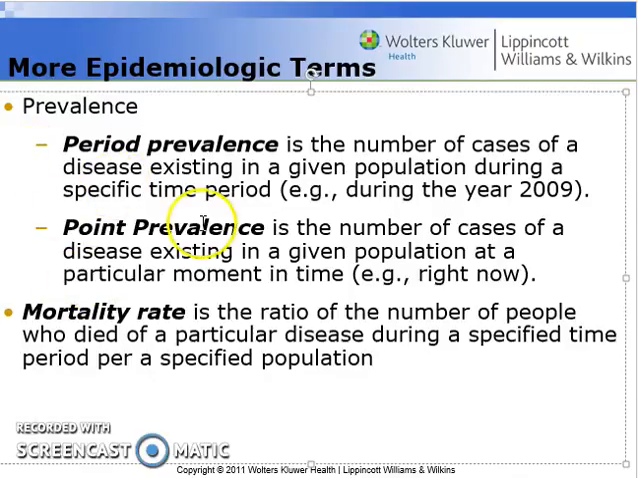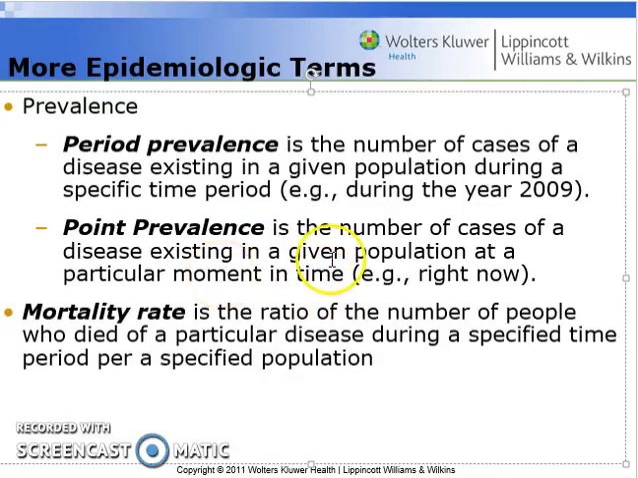So, there's two sub-terms that fall under prevalence: period prevalence and point prevalence. Mortality rate is kind of its own epidemiological term. Period prevalence is the number of cases of a disease that exist in a given population during a specific time period. So if we wanted to look at diseases in a specific time frame, say the year 2009, that would be considered the period prevalence. Looking at simply the number of cases of that disease in a specific population at a specific time.